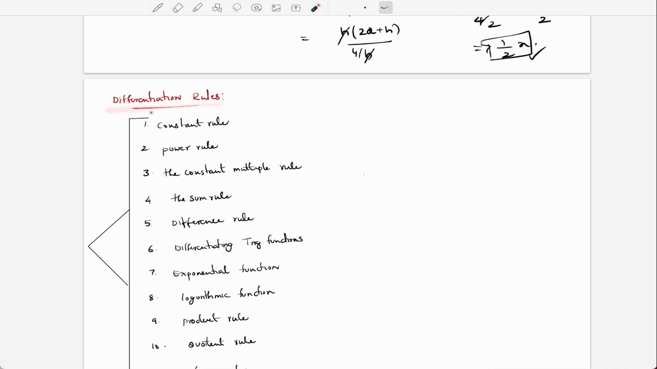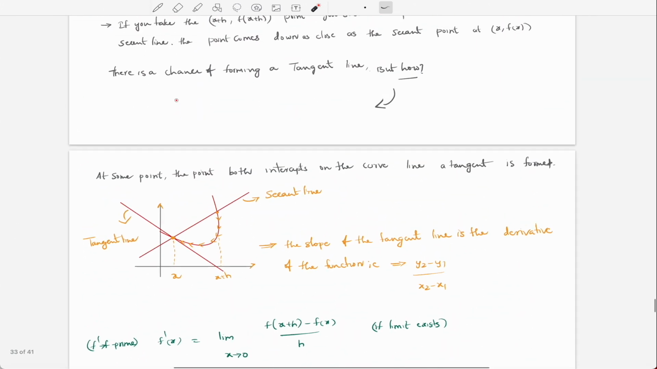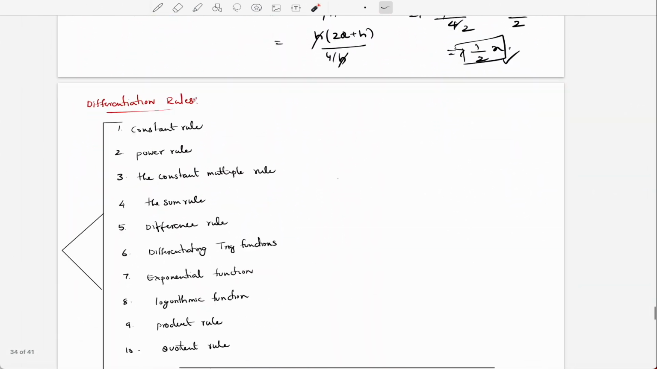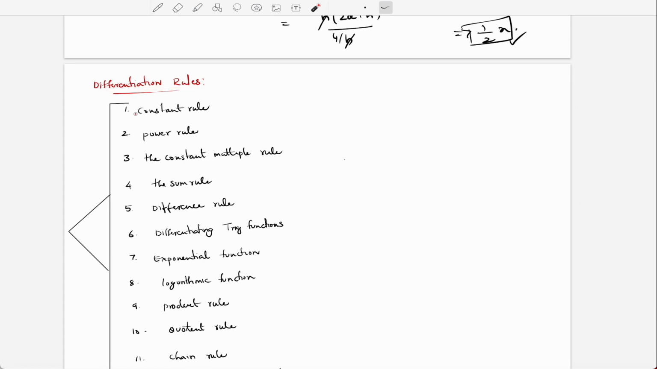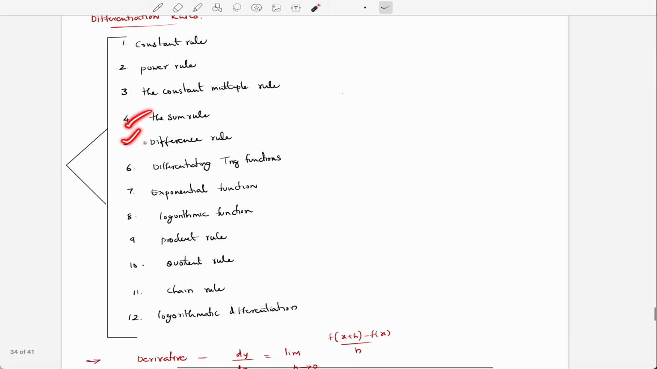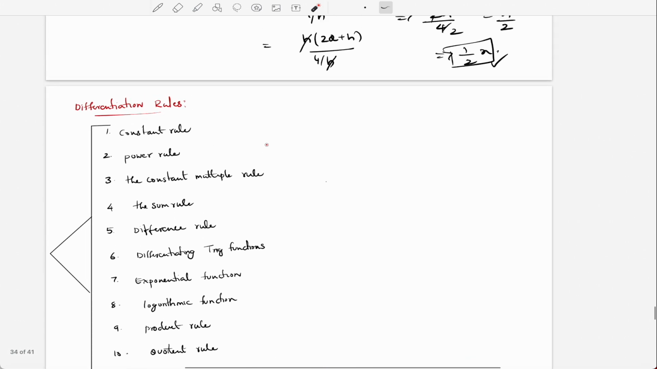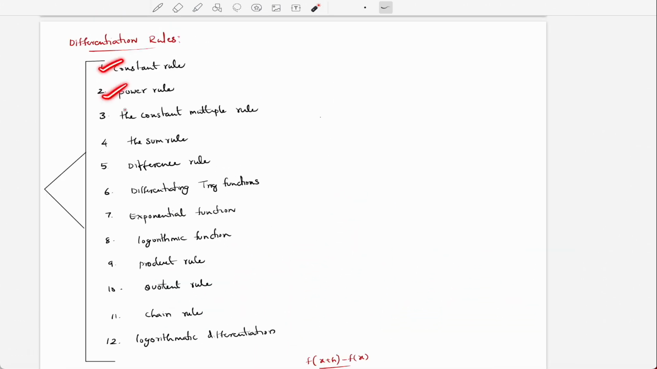So today we're going to discuss differentiation rules, right? In our previous lecture we covered differentiation in great detail. I hope you loved that lecture. Today we're going to discuss what the rules are. We have multiple rules, like the constant rule, power rule, sum rule, difference rule, exponential rule, logarithm functions, the product rule, coefficient rule, and a lot more. We have 12 kinds of differentiation rules, and I'm going to explain each and every rule in great detail.